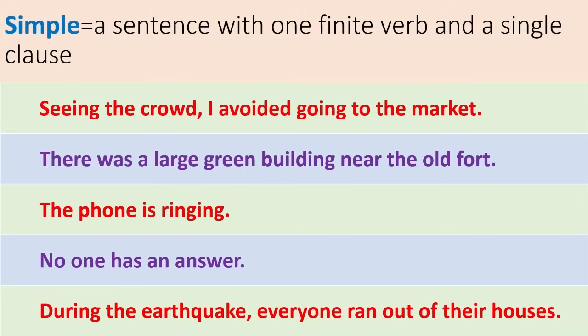There was a large green building near the old fort. So the sentence is very long. Many phrases are there: large green building, near the old fort. Two phrases are there, but clause is only one. And that is because there is only one finite verb, and that is was.